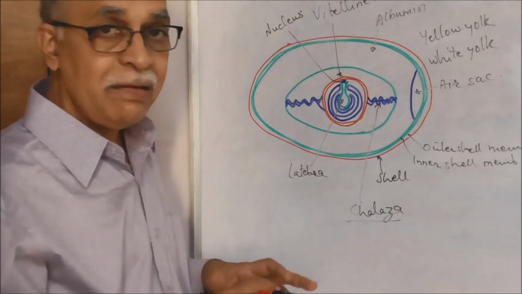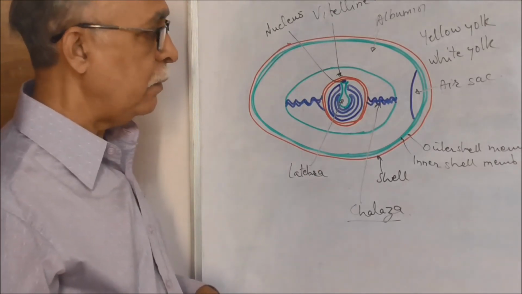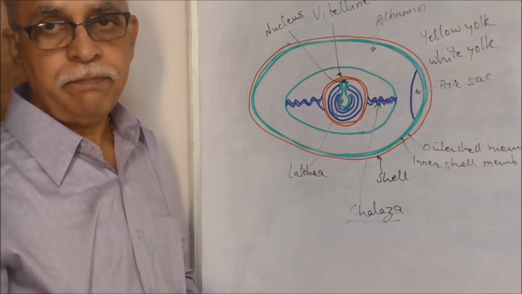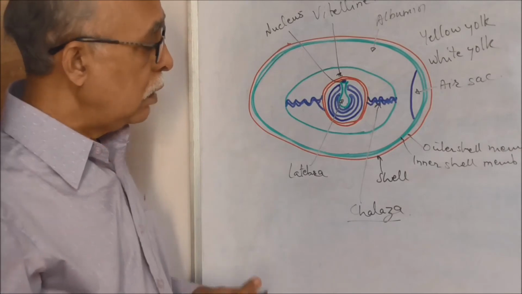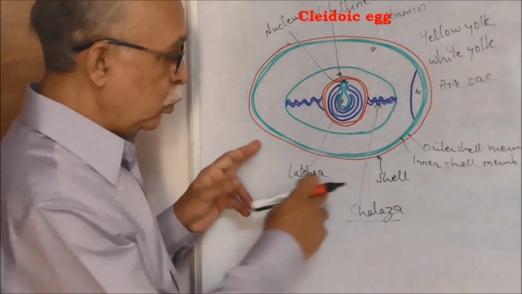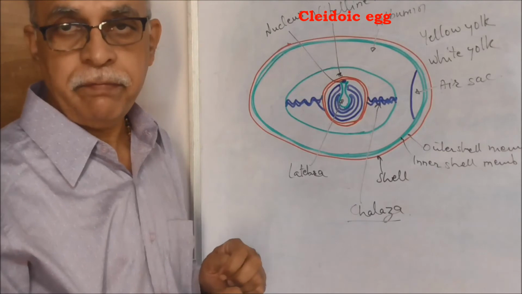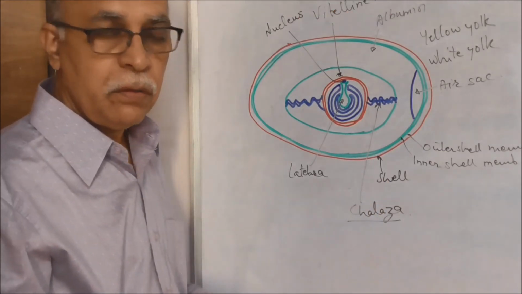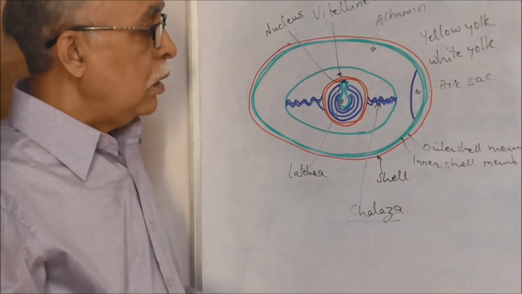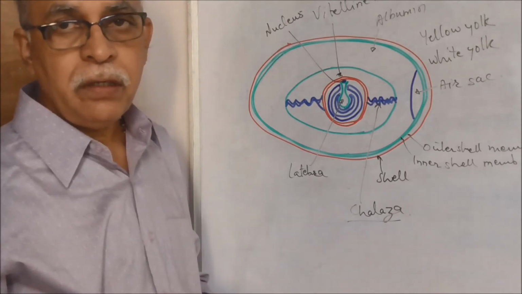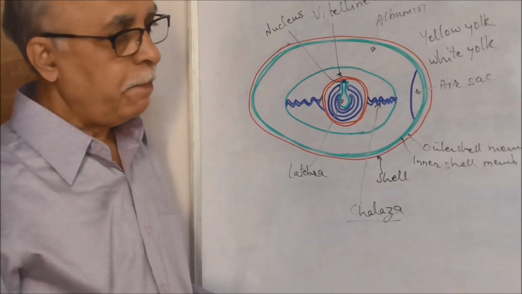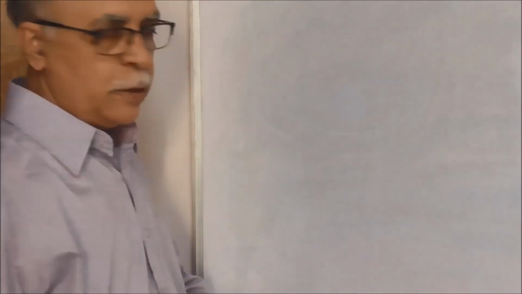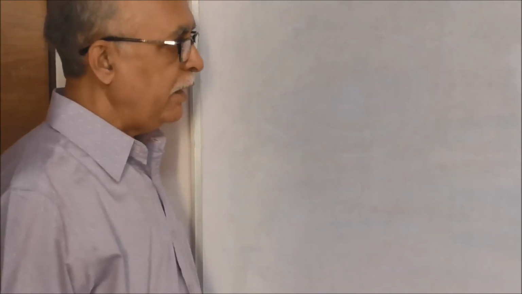Now, which way does it help? We will get to understand a little later. Now, this is what the chick egg looks like. Mind well, it's a cleidoic egg, so it has a hard calcareous covering, the shell. Okay. Let's then talk about the different types of cleavages in specific examples. With specific examples, we will consider different types of cleavages.